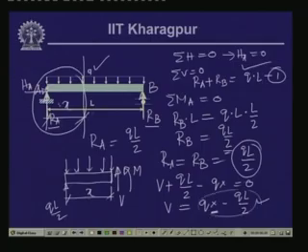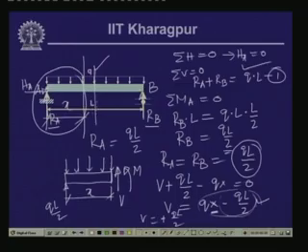Now, as x increases, naturally this particular quantity keeps on increasing from minus QL by 2, and then at x equal to L by 2 it becomes 0, and at x equals to L this becomes V equals plus QL by 2. So, you see the variation is like this.